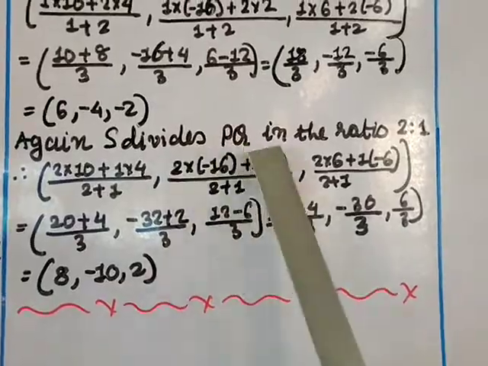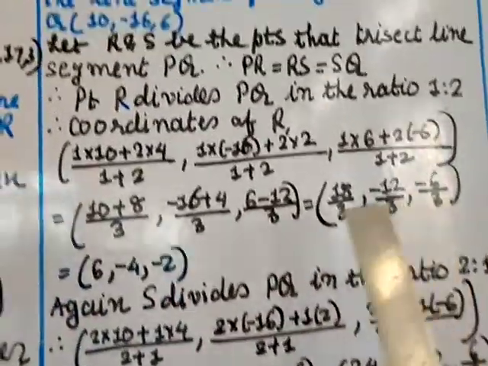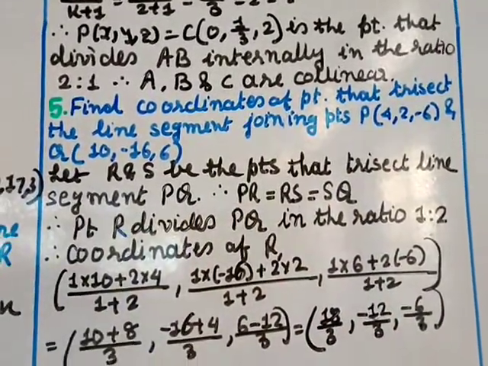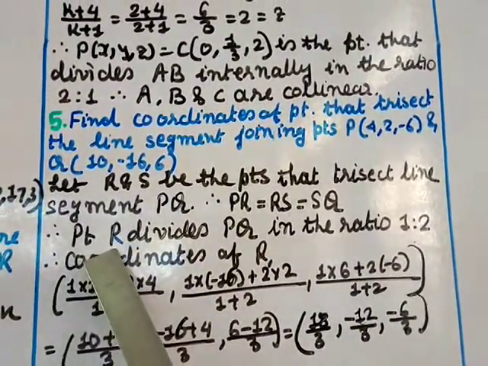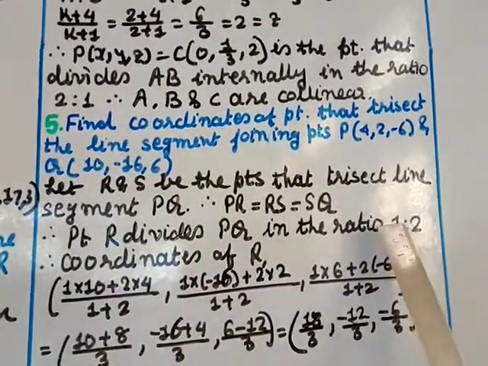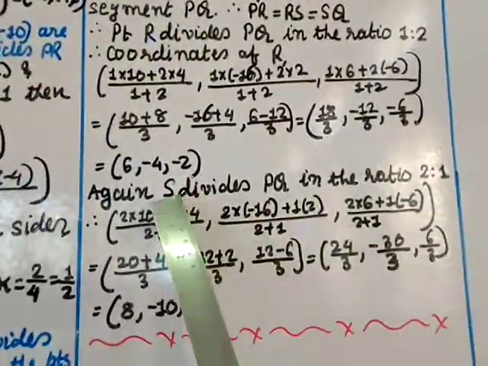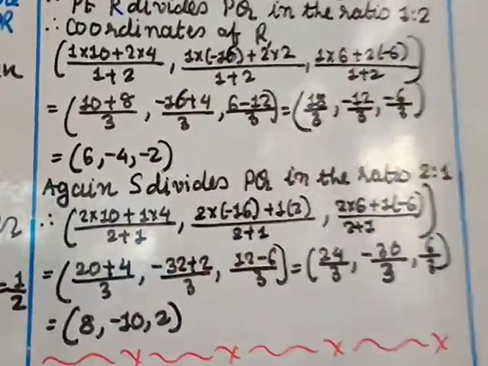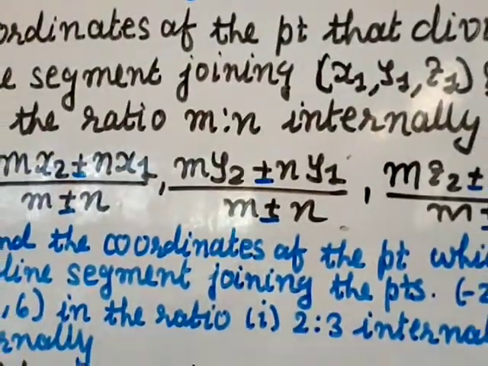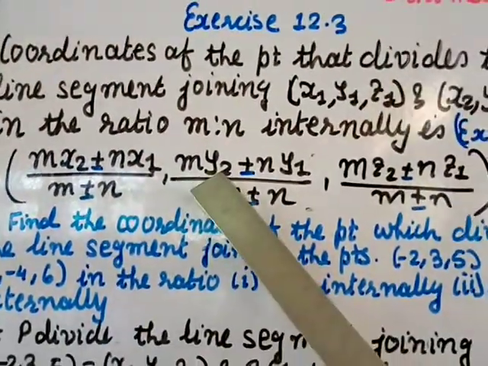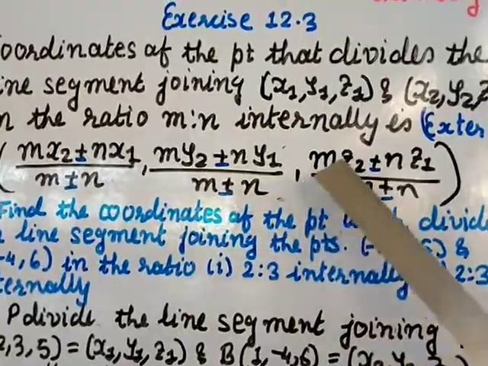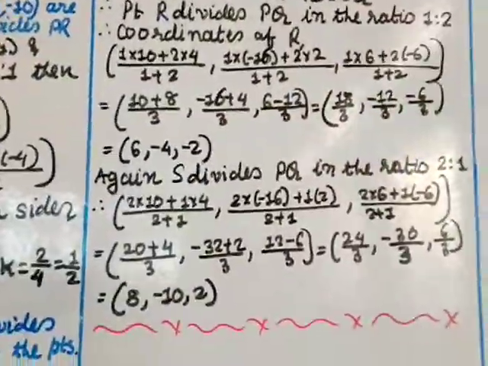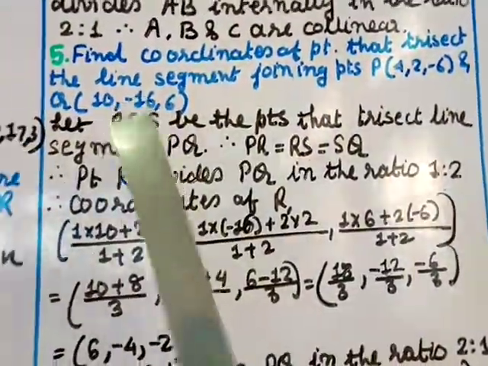Again, S divides PQ in the ratio 2:1. We have taken the 2 points R and S, which trisect the line segment PQ. So first we found the coordinates of R, which divides PQ in the ratio 1:2. Now S will divide PQ in the ratio 2:1. Again I am going to use the same formula, (m x2 plus n x1) divided by m plus n, then (m y2 plus n y1) divided by m plus n, and (m z2 plus n z1) divided by m plus n. Let us place the values directly. This is x1, y1, z1, and this is x2, y2, z2.